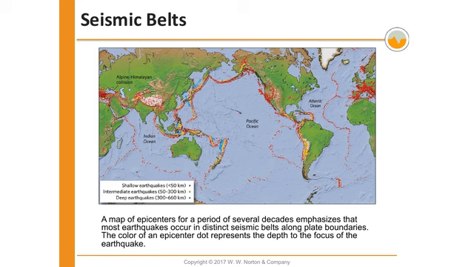Intermediate earthquakes, ranging from 50 to 300 kilometers deep, and deep earthquakes, from 300 to 660 kilometers, each have their own respective colors. This visual clearly illustrates the correlation between seismic activity and tectonic plate boundaries, emphasizing the concentrated zones where most earthquakes happen.